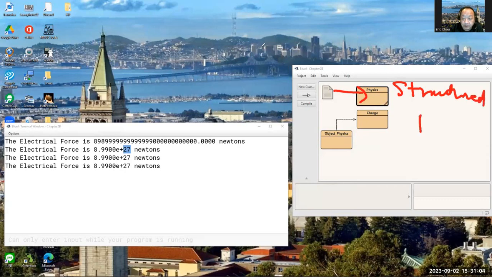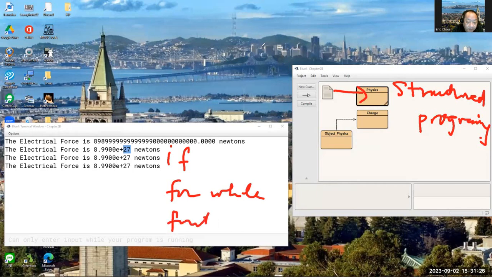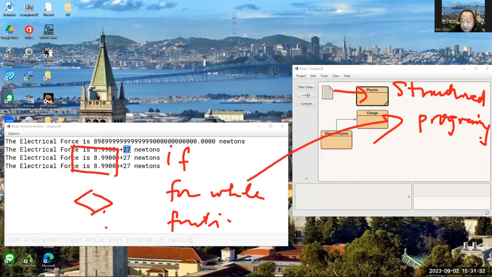this physics, we call it structured programming. Sarah, what is structured programming? I don't remember. You don't remember? Structured programming is that you only use if, for loop, while loop, and the function. So basically, you can draw it by flowchart. Anything can be drawn by flowchart. It's called structured programming. Is that okay?